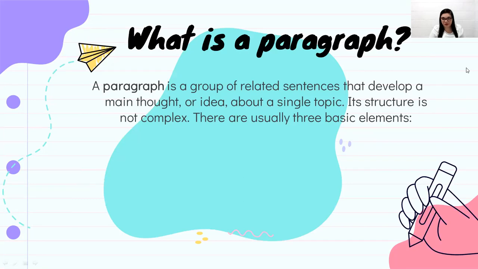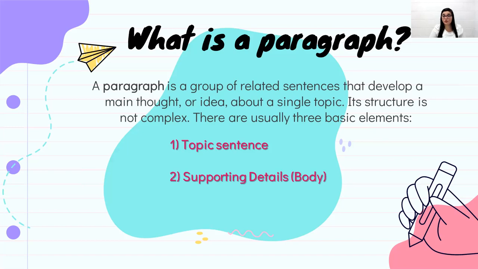What is a paragraph? A paragraph is a group of related sentences that develop a main thought or idea about one single topic. Its structure is not complex, on the contrary, it is very simple. There are usually 3 basic parts, components that cannot be missed. The first one is the topic sentence, the second one is the supporting details or the body of the paragraph, and the third one is the concluding sentence.